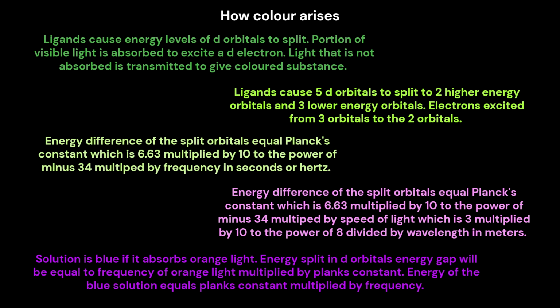The energy difference of the split orbitals equals Planck's constant, which is 6.63 multiplied by 10 to the power of minus 34, multiplied by frequency in seconds or hertz. It also equals Planck's constant, 6.63 multiplied by 10 to the power of minus 34, multiplied by the speed of light, which is 3 multiplied by 10 to the power of 8, divided by wavelength in meters. A solution is blue if it absorbs orange light. The energy split in the d orbitals, the energy gap, will be equal to the frequency of orange light multiplied by Planck's constant. Energy of the blue solution equals Planck's constant multiplied by frequency.